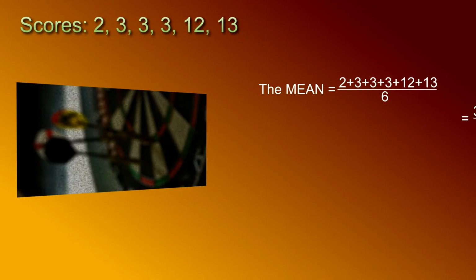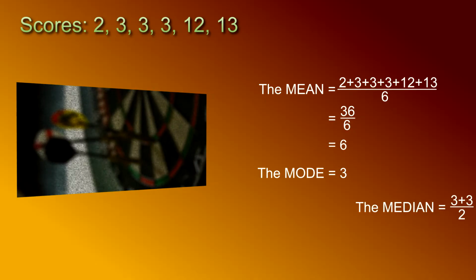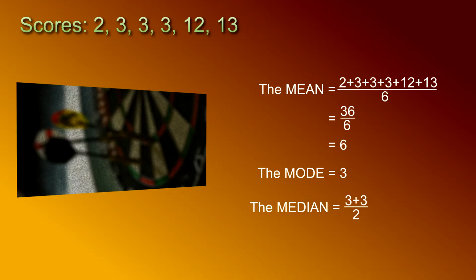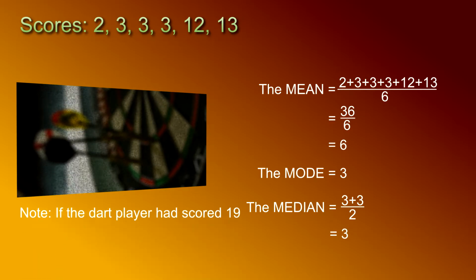So for my not very good dart playing, our scores were 2, 3, 3, 3, 12, 13. The mean is 2 plus 3 plus 3 plus 3 plus 12 plus 13 divided by 6. 36 over 6 equals 6. The mode is 3. The median, since we have an even number of observations, is 3 plus 3, the middle two observations, divided by 2, which equals 3.